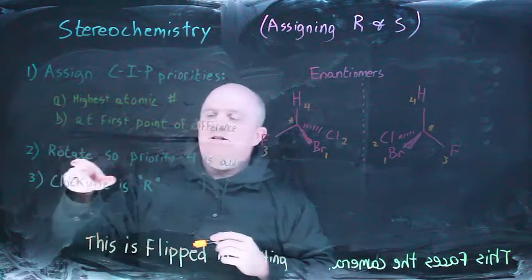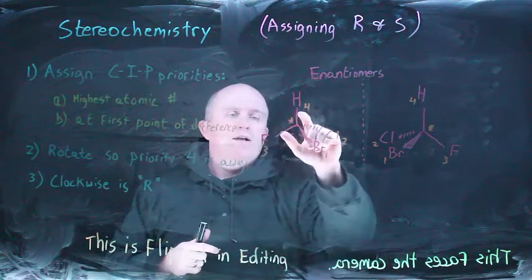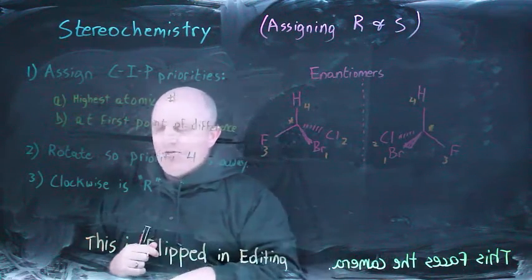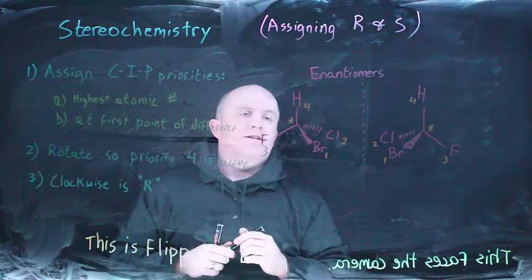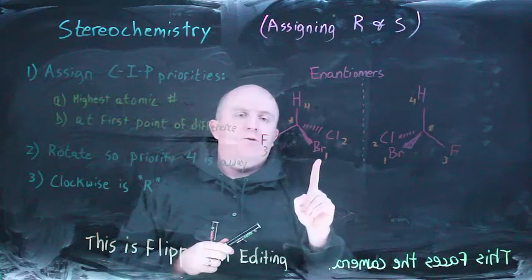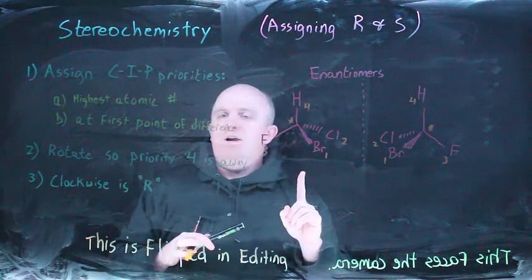Okay, so next we need to rotate the molecule, pick up the molecule and rotate it in such a way that the lowest priority group, which will be a hydrogen if you have it, is pointed away from us. So right now, this hydrogen is pointed up. So what I need to do is actually rotate it so that it is pointed away.